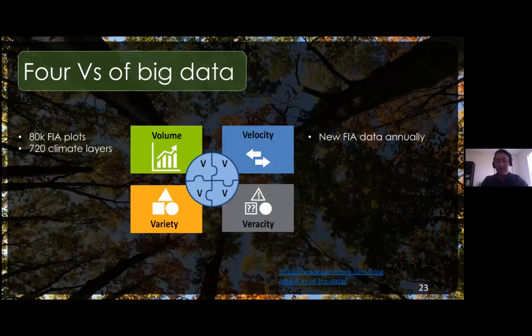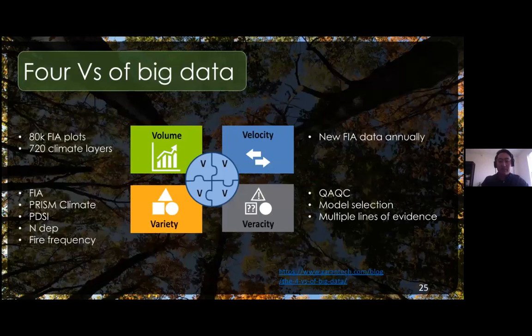Again, FIA data is coming in at sort of an annual time scale, which for forest inventory data is quite quickly moving. You know, it's not as fast as say weather station data, but for forest inventories, that's quite quick. We're also using a variety of data sources in these studies, looking at FIA, also PRISM climate data, Palmer drought severity index, nitrogen deposition, fire frequency, and so on. And then in terms of veracity and data reliability, there's of course some behind the scenes QAQC that goes on from these different data sources, but then also some data filtering that we do ourselves and things like model selection and using multiple lines of evidence to support our conclusions about how these forests are responding.